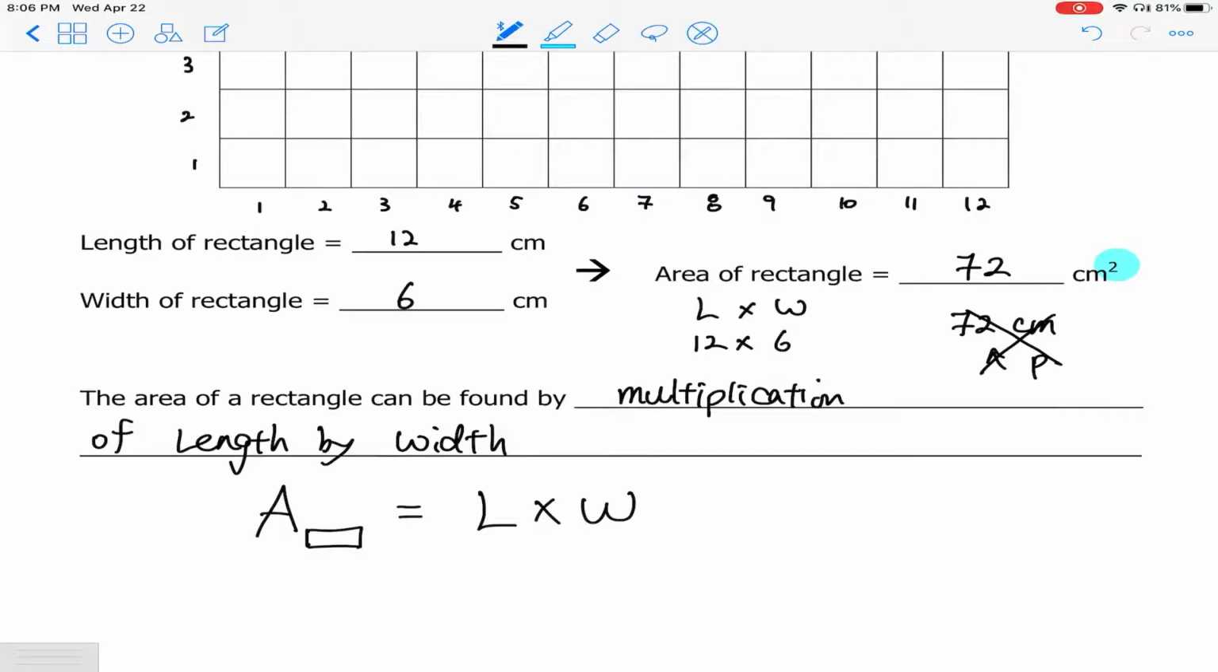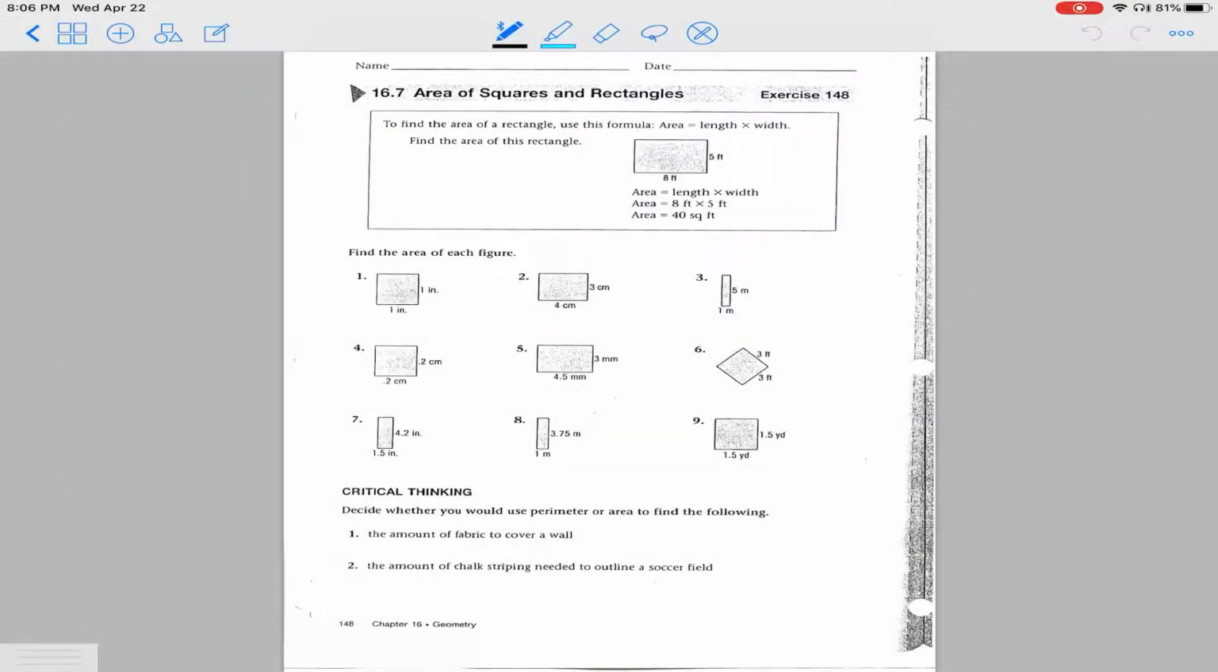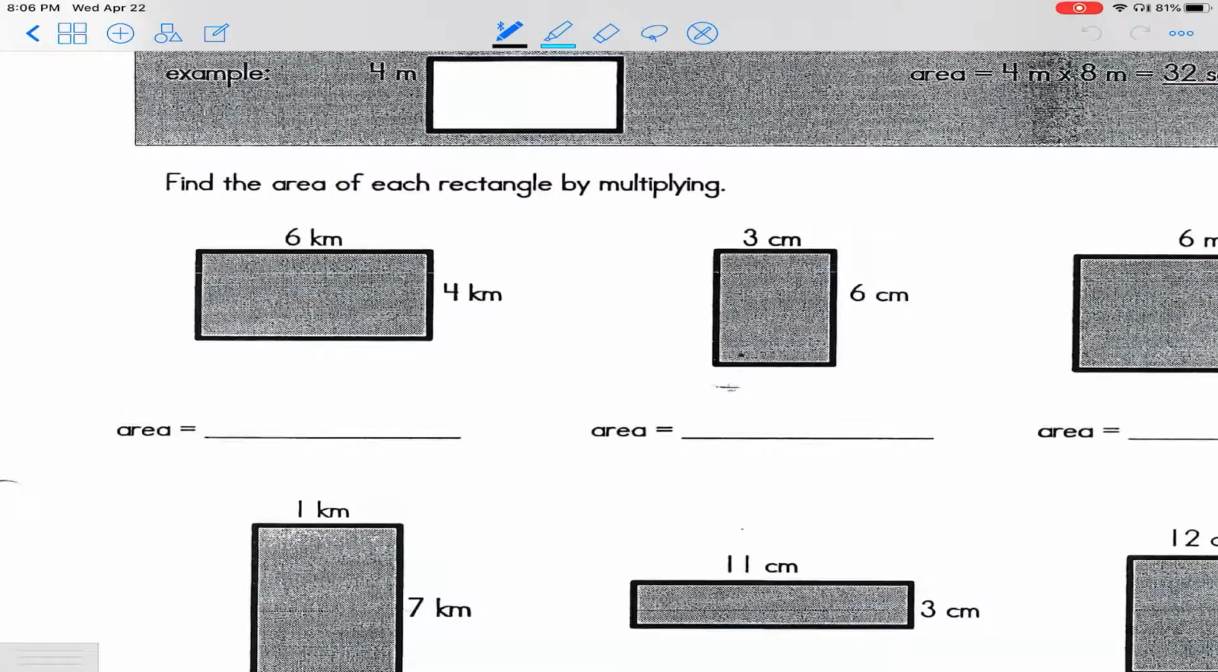Okay, so let's take a look at the examples. A couple of them I will do with you, and then I will leave the rest to you. For the first one, we have a length of 6 kilometers. That's the horizontal side, left to right. And the vertical is the 4, so that's our width. Our area is then 6 times 4, the length times width, which is 24 kilometers squared. Remember, it's the area, so it's always squared.